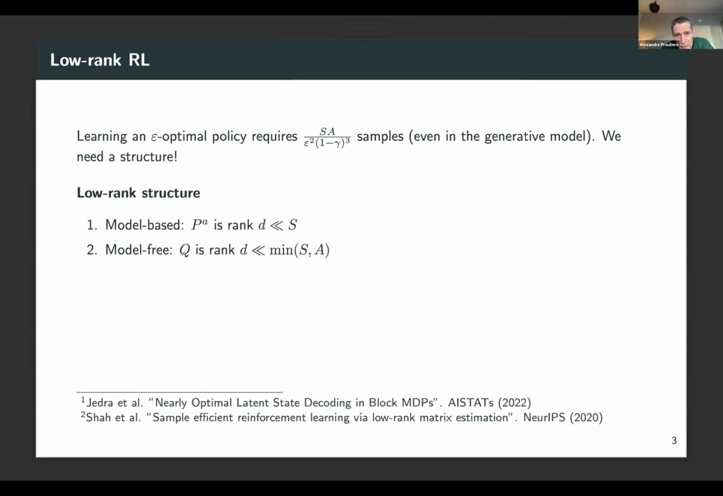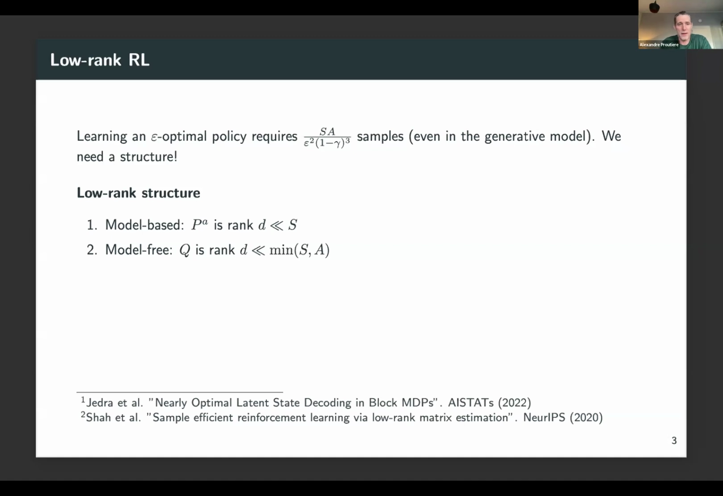If you have a large state space or large action space or both, you are going to struggle to learn an epsilon-optimal policy. So typically what you want to introduce is some kind of assumption about the structure of the system. You can make assumptions about the structure in the model-based setting, where you say that the dynamics have some structure. Or you can do it in model-free, where you assume that some functional of interest, like the Q function, has some structure as well.